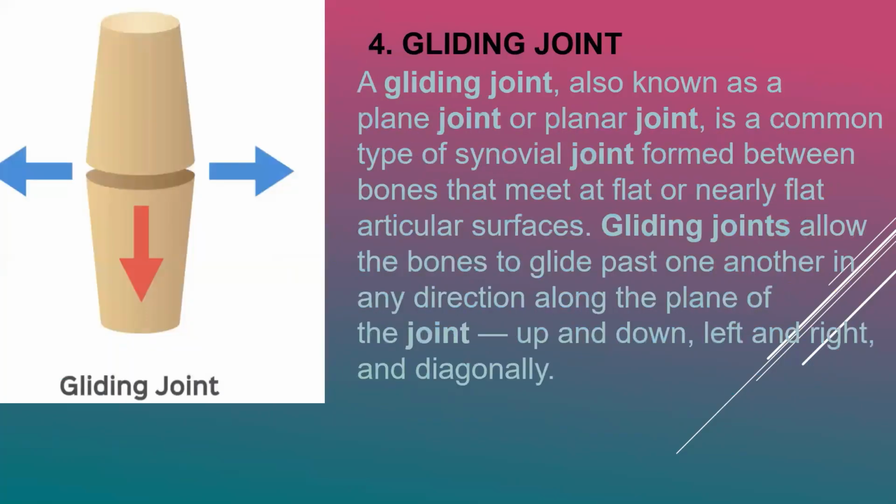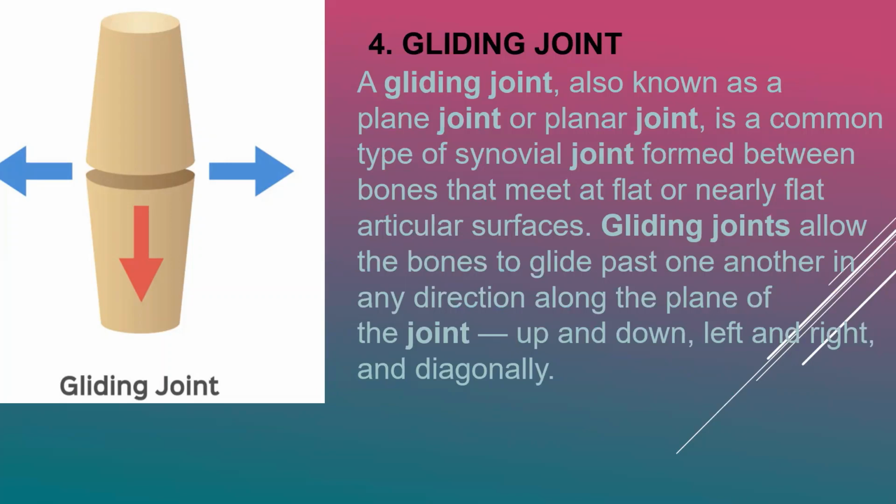Next, we will know about gliding joint. A gliding joint, also known as a plane joint or planar joint, is a common type of synovial joint found between bones that meet at flat or nearly flat articular surfaces. Gliding joints allow the bones to glide past one another in any direction along the plane of the joint, up and down, left and right, and diagonally.